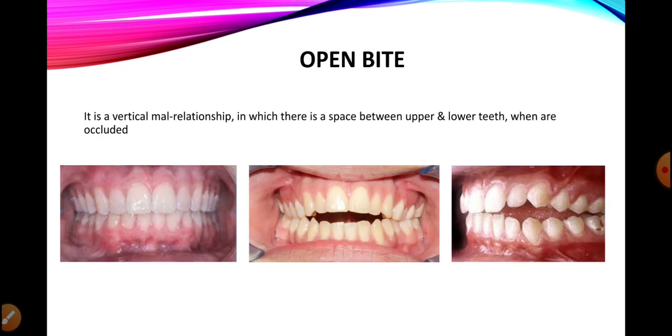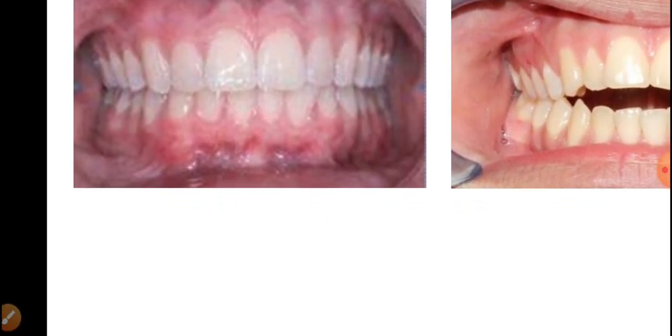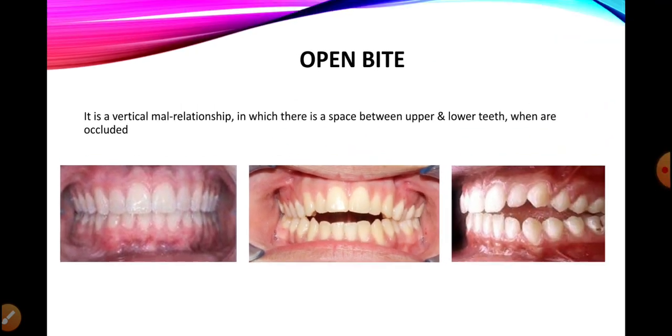So starting off with the topic open bite. As I have already discussed, during the normal circumstances, this is the picture of a normal dentition. During the normal circumstances, the mandibular arch is overlapped by the maxillary arch. Here we can see that all the maxillary teeth are overlapping and covering the mandibular arch to a certain extent. This is an ideal occlusion.